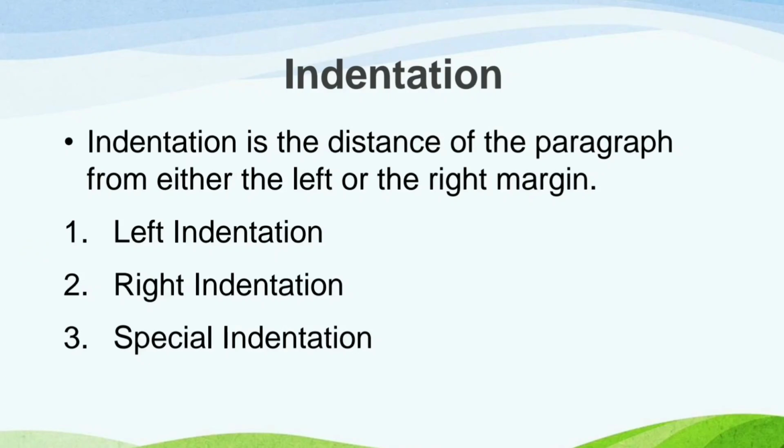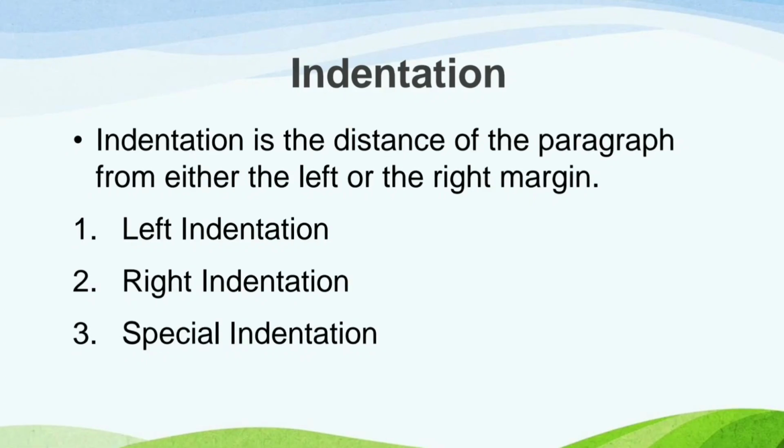Now next is indentation. Indentation is the distance of the paragraph from either the left or the right margin. It means in Word, indentation is used to describe the distance or number of blank spaces used to separate a paragraph from the left or right margins. The various types of indentation are left indentation, right indentation and special indentation.